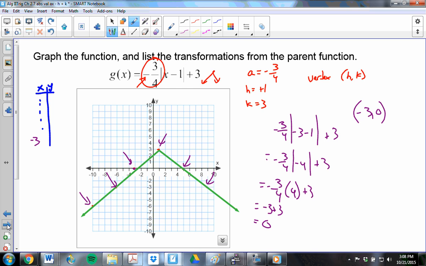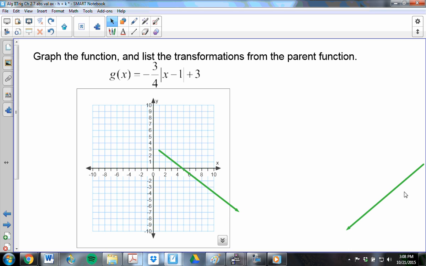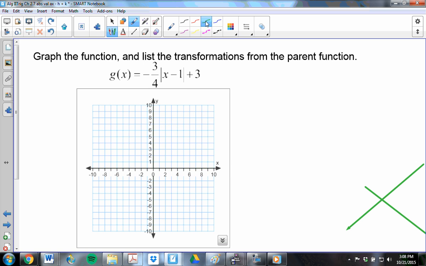Okay, another example. Here's negative 3/4 |x minus 1| plus 3. Ooh, this one's already on there, so pretend like this didn't exist. Sorry, I forgot to go through and erase all this stuff before. This is going to have an a value of negative 3/4, an h value of 1, a k value of 3. So remember, you do the opposite. So the vertex is at (1, 3). That's my h and my k. And the slope is negative 3/4.